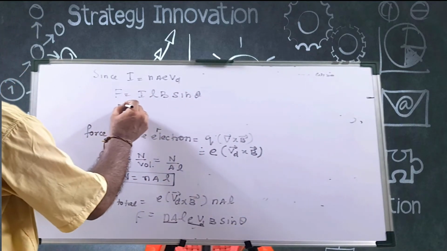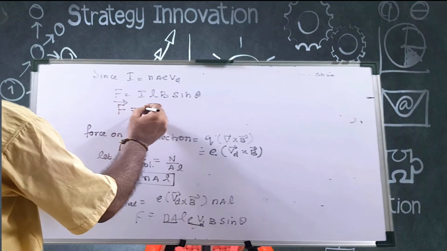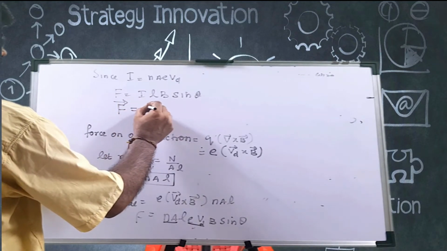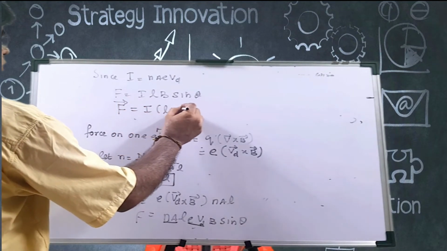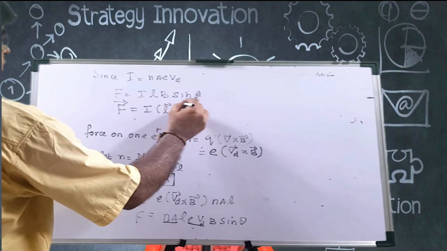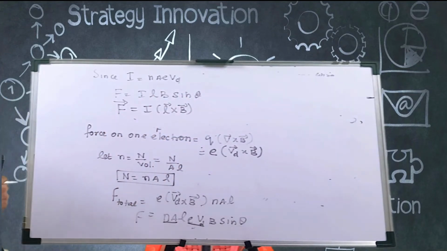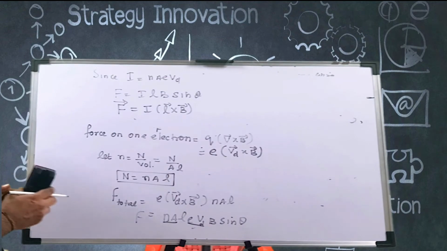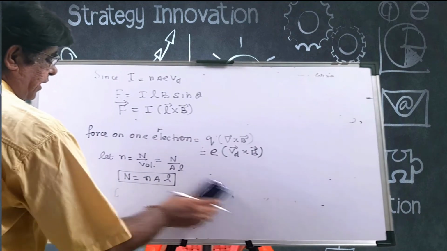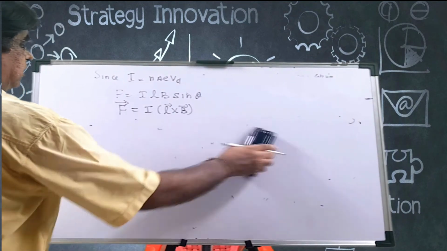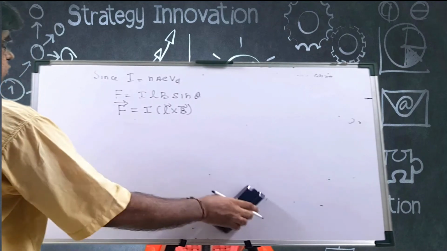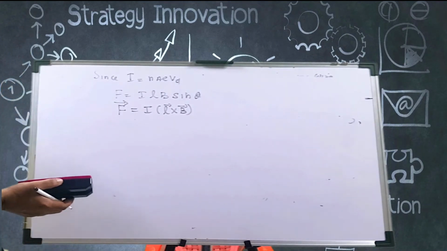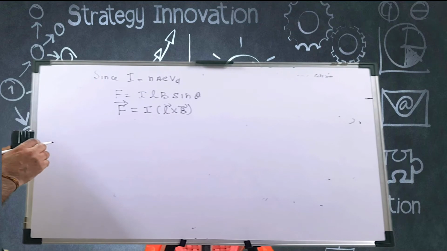So the force acting on a current carrying conductor placed in a magnetic field is always given by I into L cross B. This is the force acting on a conductor placed in a uniform magnetic field. So we know the force acting on a charge, and we know the force acting on a wire.